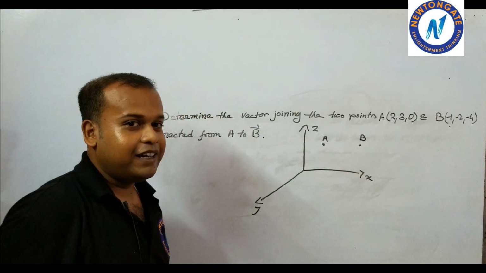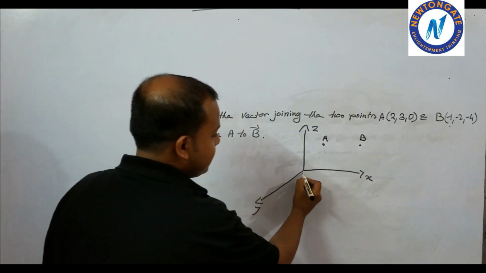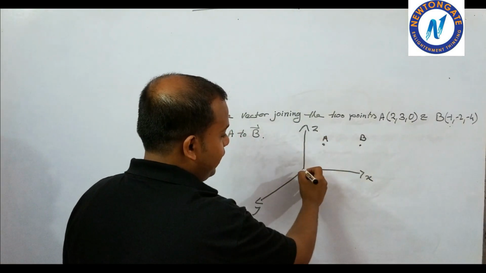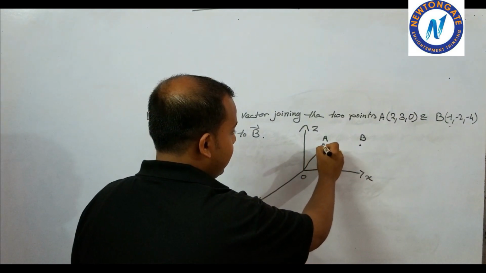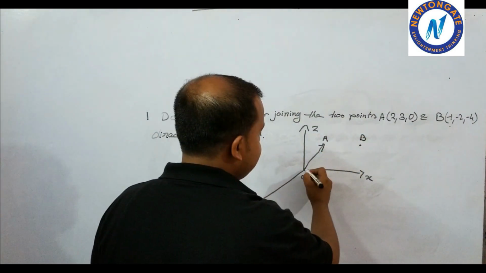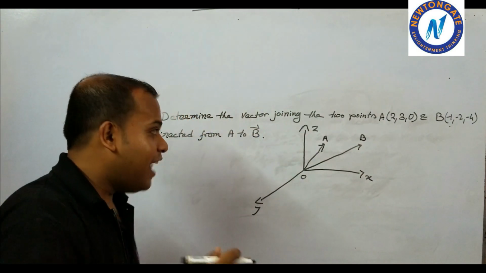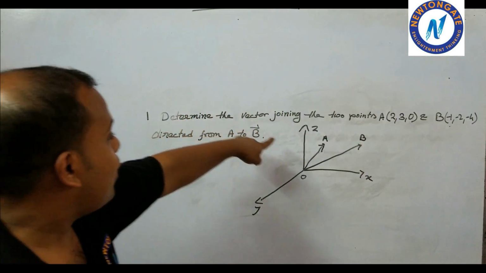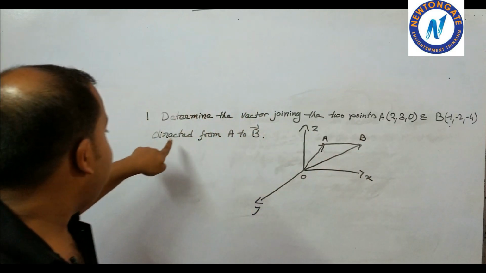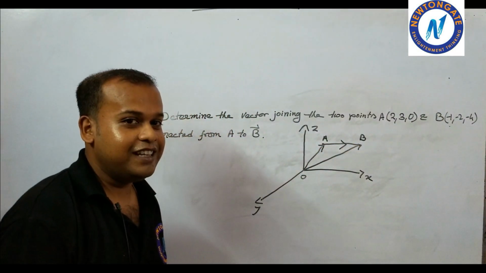So what are the respective position vectors of A and B? Let us find out. This is the origin. If I draw the position vector of this point A, it will be something like this, and that for B will be something like this. Now we have to find the vector joining these 2 points, and the direction should be from A to B, that is, it should be in this direction only.